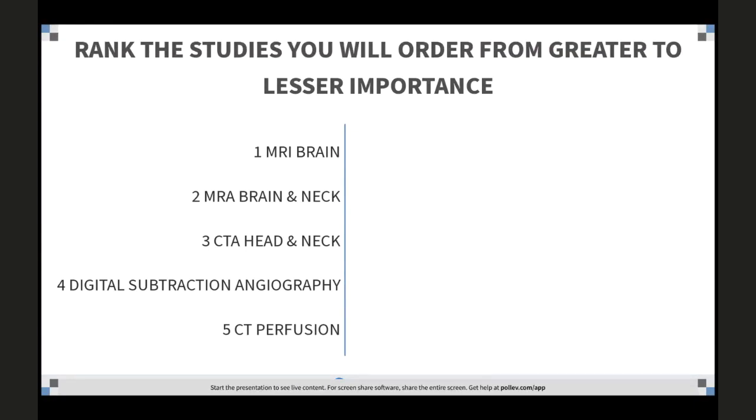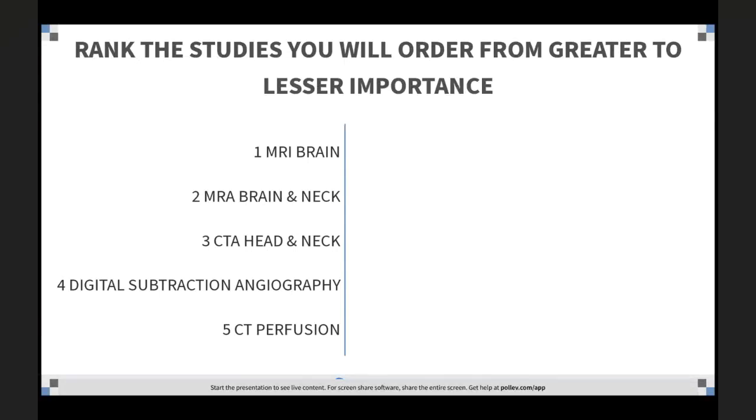I want to just share with you guys what I got in the poll, okay? They said CTA head and neck was first in the ranking. Kudos to you guys. And you know what came second? MRA brain and neck. Personally, as a radiologist, if someone comes to me and says, do you want a CTA or an MRA? My first choice is CTA. It's easy to read. It's like a quick look.